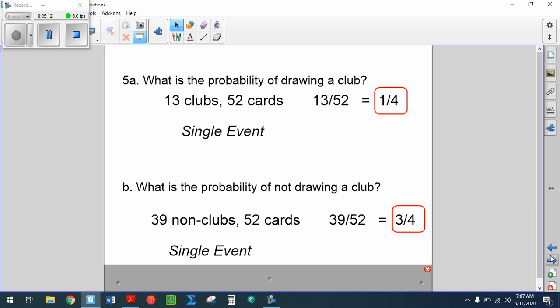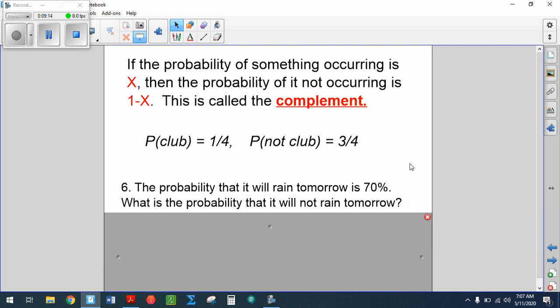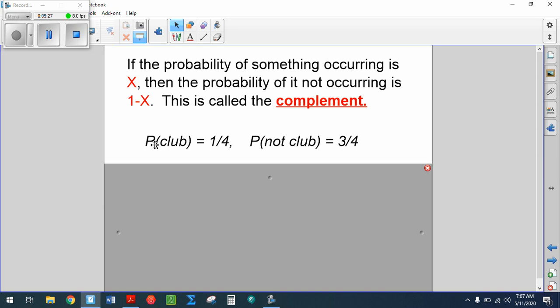This is an example of what we call a complement. If the probability of something occurring is x, the probability of it not occurring is 1 minus x. We call that the complement. Sometimes it's useful in probability to find the complement of an event. For example, we said the probability of a club was 1/4. Well, then the probability of not a club is 3/4. 1 minus 1/4. So I didn't have to add up all the diamonds and the hearts and the spades. I could have just said, well, 1 minus 1/4 is 3/4.